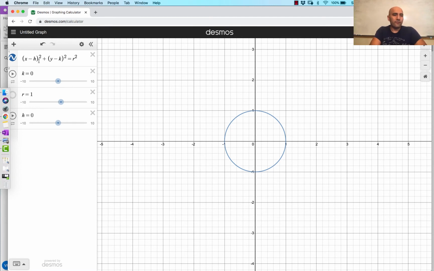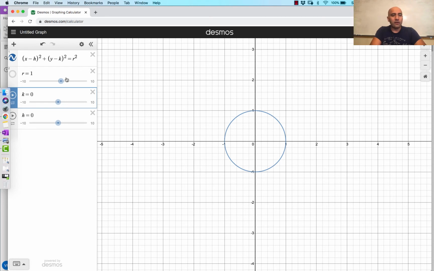Okay, so here we have the formula for a circle, (x minus h) squared plus (y minus k) squared equals r squared. And I created some sliders for those variables, the k, the r, and the h. Currently I have r equal to 1, so the radius equals 1. So here is the graph of a circle, the radius is 1. And then the h and the k have been selected to be 0. That means that the center of the circle is at 0, 0. So this is your standard unit circle centered at 0, 0.